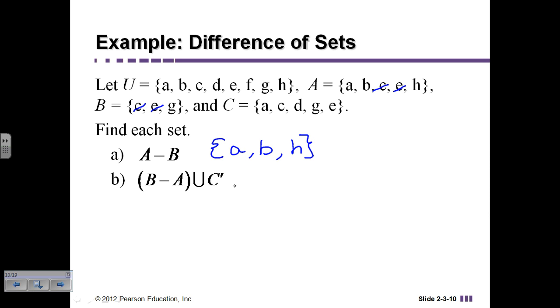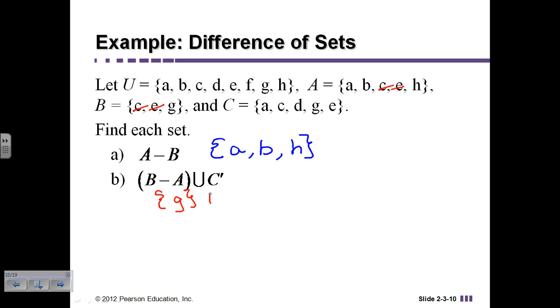If I look at the second example, this time I want to take the values that are in B and take away any of the things that are in A. So A has an A in it, but there's not one in B. A has a B. A has a C, so I want to take away the C. I want to take away the E. And I want to take away H, but there's no H in B. So B minus A would be the set G.